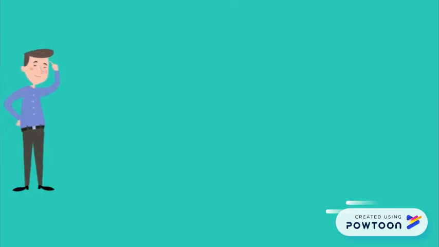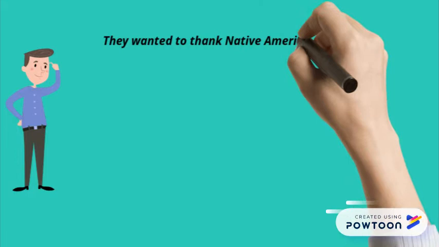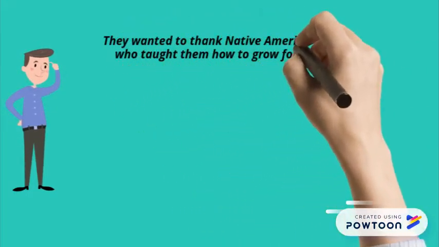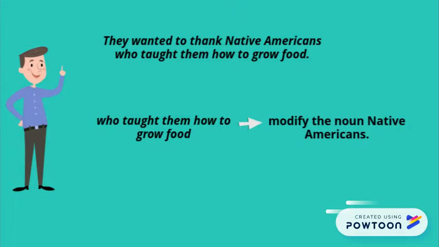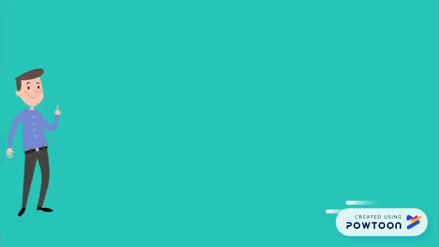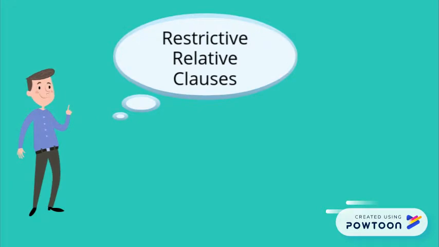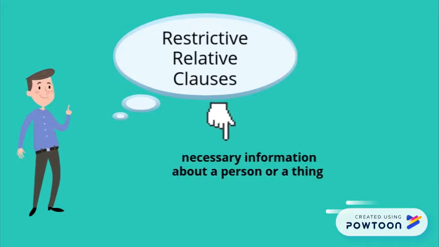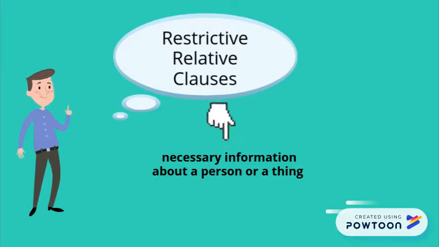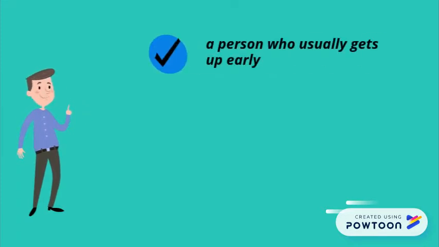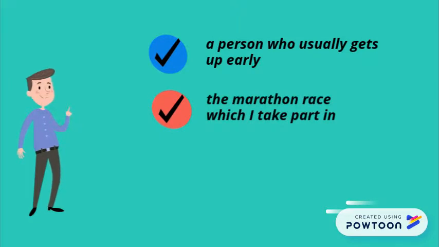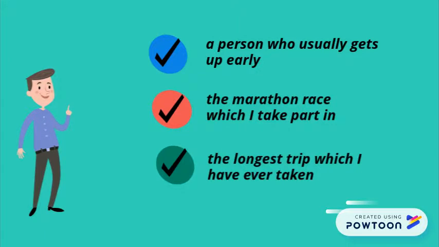For example, they wanted to thank Native Americans who taught them how to grow food. In this sentence, who taught them how to grow food is a relative clause to modify the noun Native Americans. We call them restrictive relative clauses because they provide the main clause with necessary information about a person or a thing. For example, a person who usually gets up early, the marathon race which I take part in, the longest trip which I have ever taken.